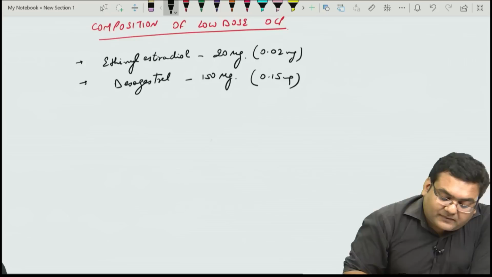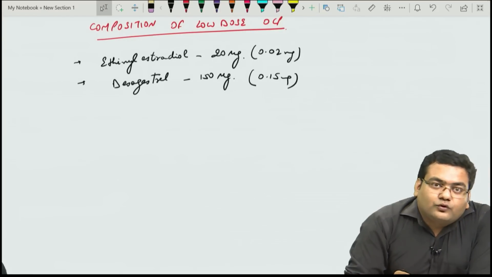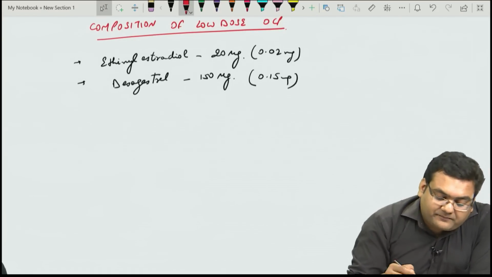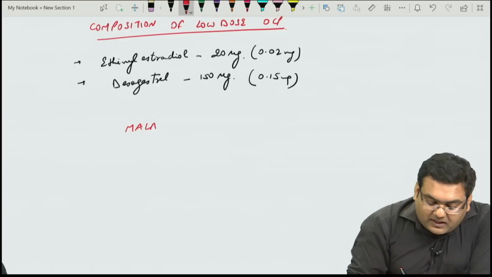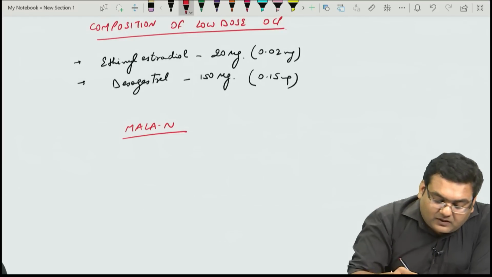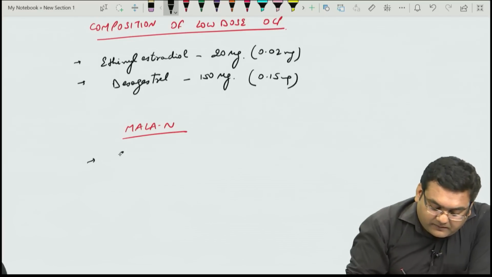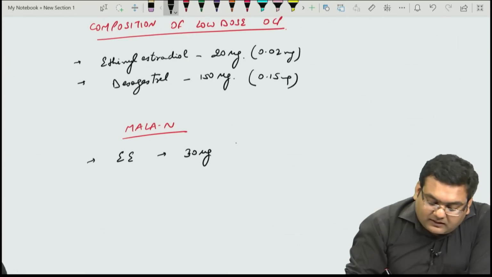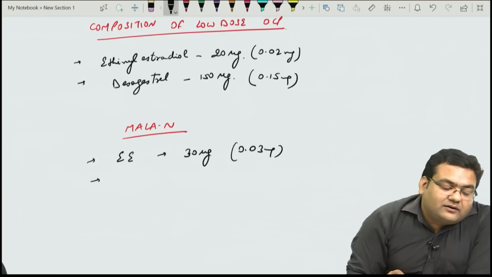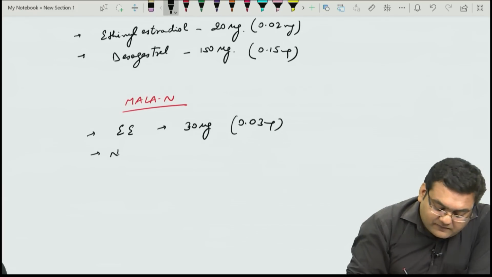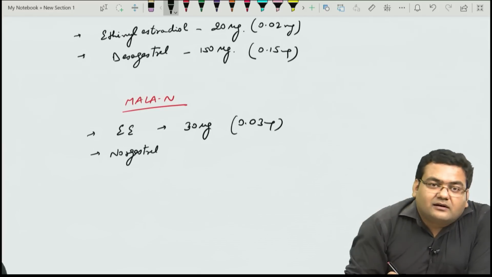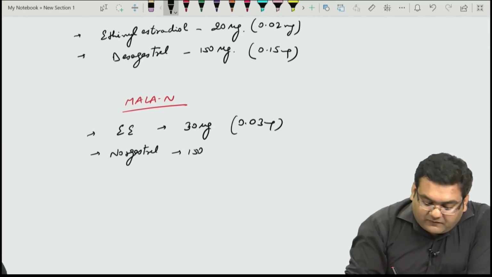Whereas the OCP which is approved in the RCH program, what we called as Mala N. What is the composition? It is ethinyl estradiol becomes 30 microgram or 0.03 milligram, and in place of desogestrel we have norgestrel, that is same 150 microgram.